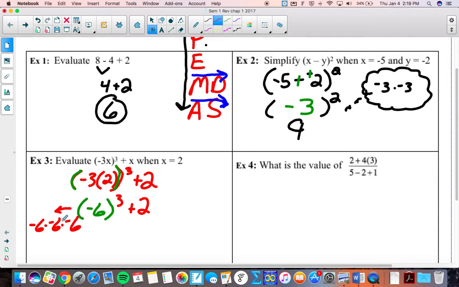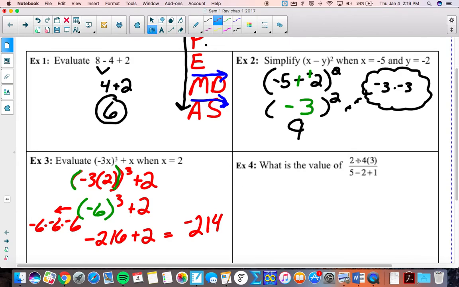Now negative times a negative times a negative, if you have an odd number of negatives, it's a negative product. So negative 216 plus 2. So the last operation to do finally is our addition, negative 214. On these, you can use a calculator, but I expect that you show your steps, that you know and can demonstrate to me that you know the order of operations.